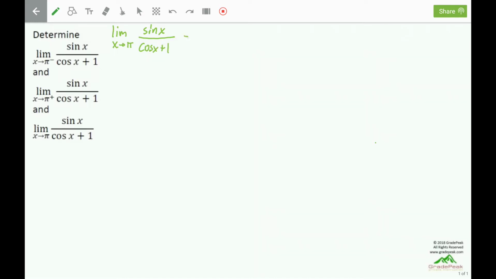The first thing to do is try plugging a pi in for each of the x's. That will give the sine of pi divided by the cosine of pi plus 1. The sine of pi is a 0. The cosine of pi is a -1 and then plus 1. And -1 plus 1 is a 0. Given the 0 over 0 indeterminate form, we will have to rework this.